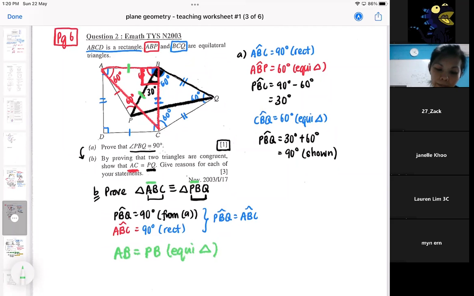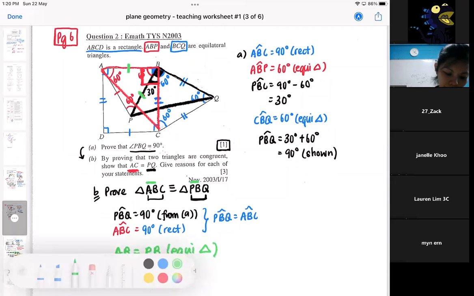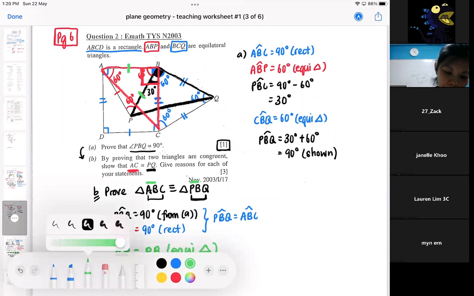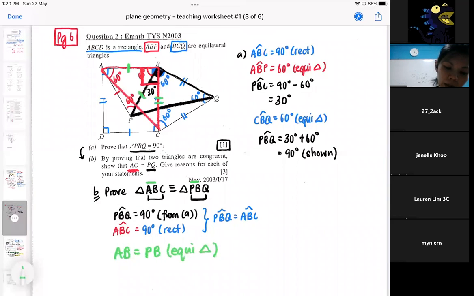So the same thing happened. There's another one here. BC is equal to BQ. Also another equilateral triangle.